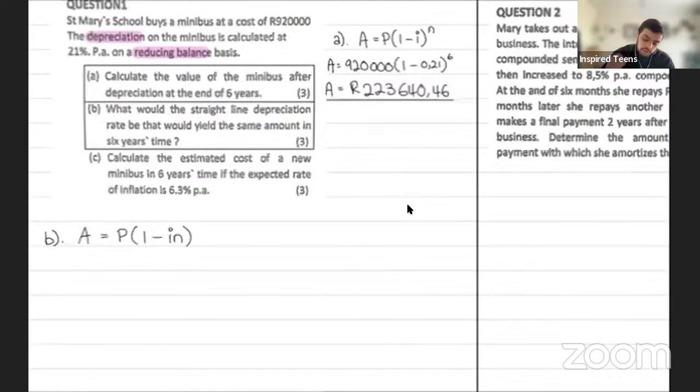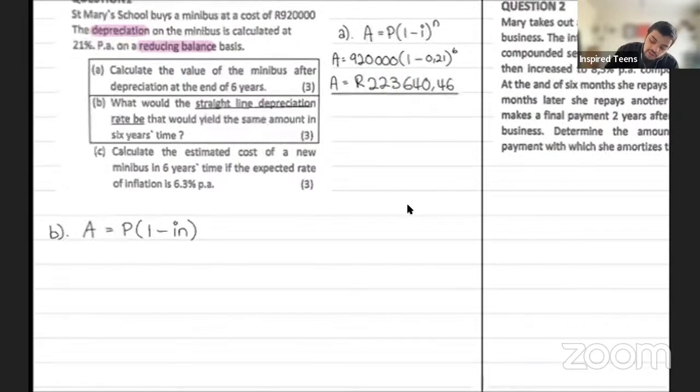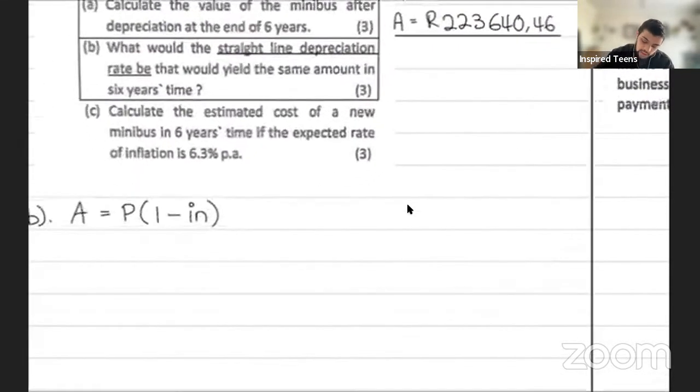Okay, now what do we do? So you see, they say, what would the straight line depreciation rate be? So what are we calculating? We are calculating the depreciation rate, the straight line depreciation rate, which is the percent. The rate, the interest rate. Or the depreciation rate, interest rate, is a similar concept. We're talking about the percentage rate at which this amount is growing or decreasing. So we actually want to calculate I. If we want to calculate I, we need to know A, we need to know P, we need to know N. And of all, we actually do know.